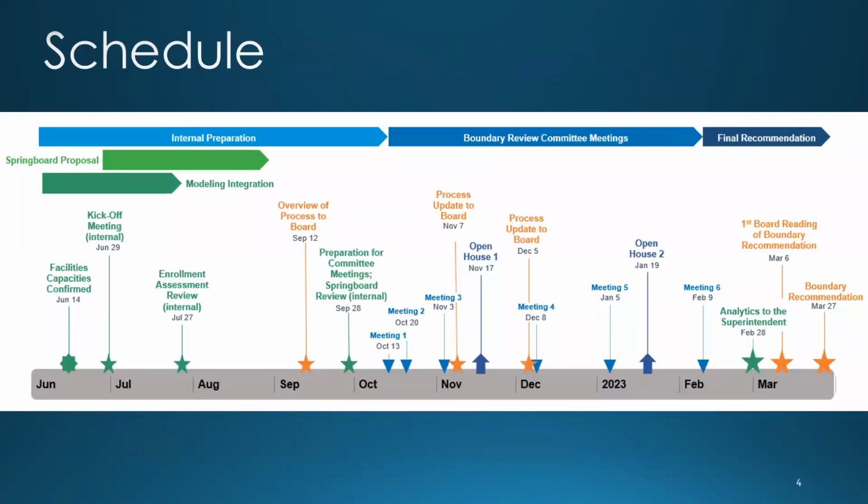This timeline shows the various phases of the project along the top with the flag meetings and milestones in the middle. These phases have included internal preparation with the demographic study and enrollment forecast integration, springboard proposal development, and finally, the Boundary Review Committee process. Please note that the input we receive from parents, guardians, and the community on these scenarios will be reviewed by the committee at their last meeting on February 9th and used to refine the committee's final recommendation to the superintendent.